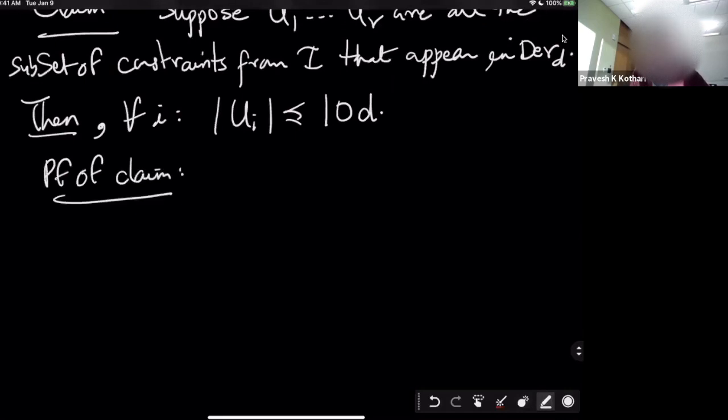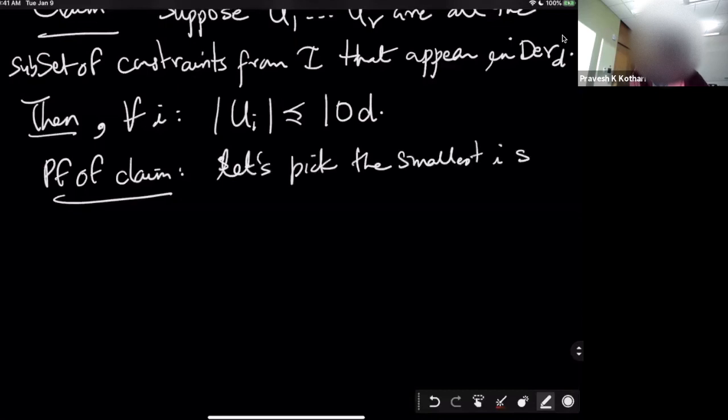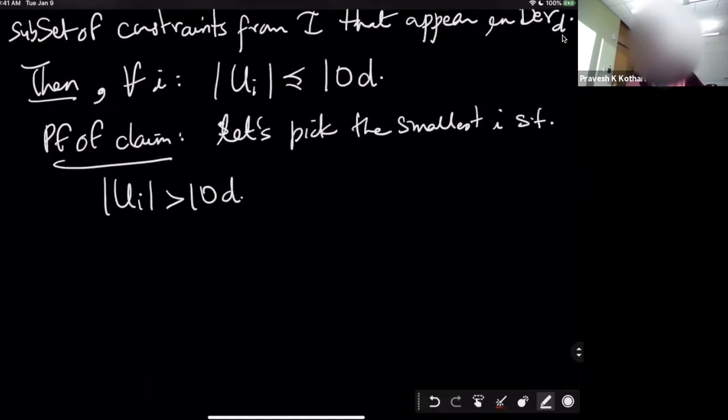So, let's argue by contradiction. Suppose this is not true, right? We did these derivations in a fixed order. Let's pick the smallest i such that ui exceeds 10d. Okay. Now, how was ui derived?